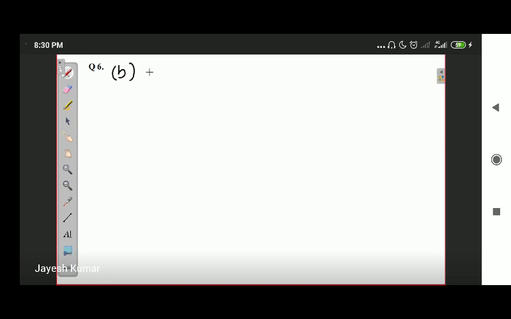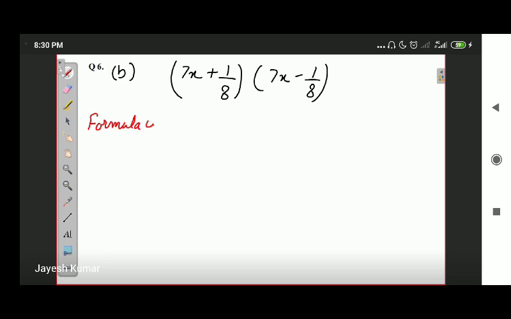The B part in question number 6 is (7x + 1/8) to be multiplied with (7x - 1/8). Now we have taken the identities of (x + a)(x + b), (a + b) whole square and (a - b) whole square. The last remaining identity that we have to use now is (a + b)(a - b). It is a square minus b square.